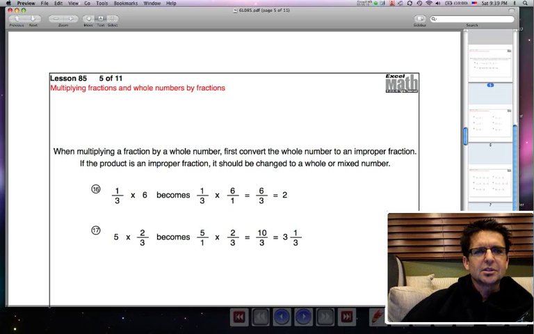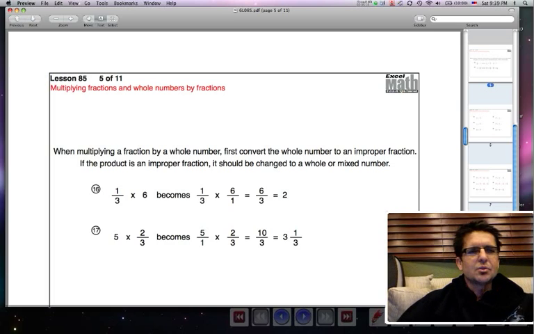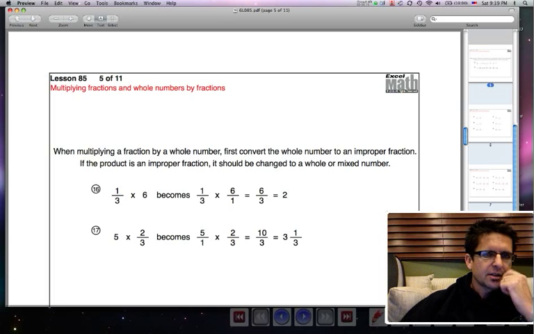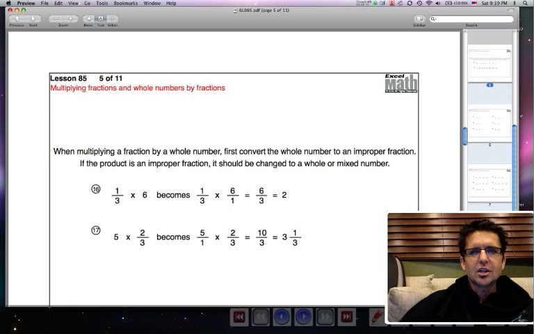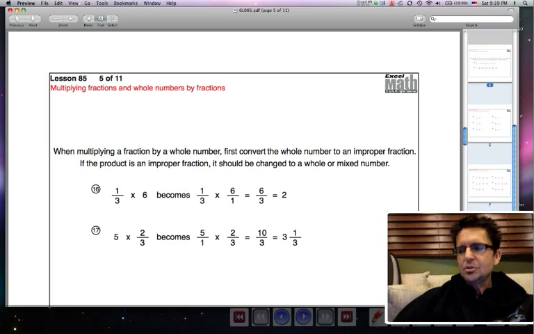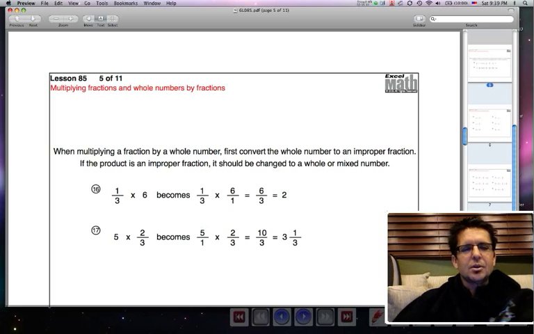And let's take a look at this part here for 16 and 17. The directions say when multiplying a fraction by a whole number, first convert the whole number to an improper fraction. If the product is an improper fraction, it should be changed to a whole or mixed number. In other words, if the answer is an improper fraction, you need to change that to a whole number or to a mixed number. So here's how you do number 16.